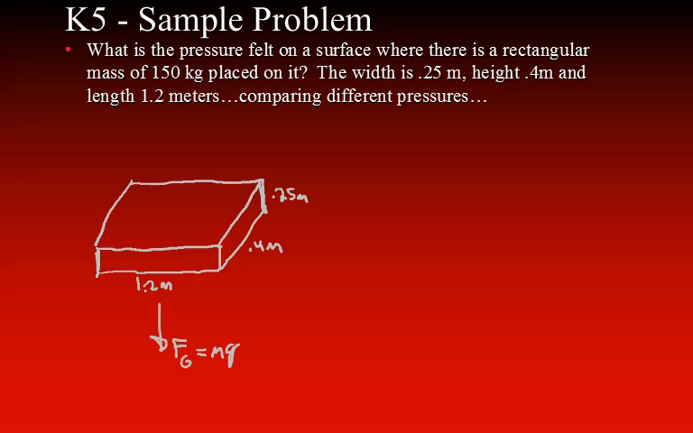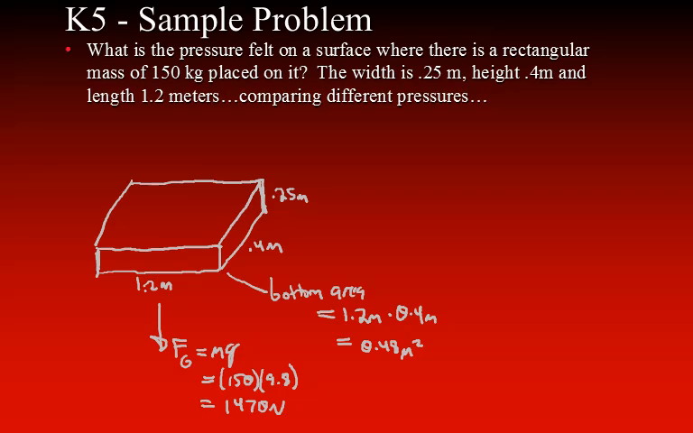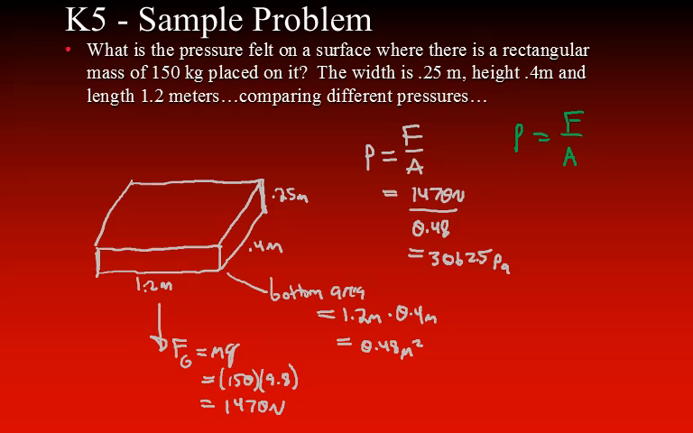All right, so we got the force of gravity, 1,470 newtons. And so the bottom area, if we had it laid flat like this, 1.2 meters by 0.4, that's the area. So the pressure of that would be 3,062.5. And we could compare that to, if we had it on its side of 0.4 by 0.25, right? The 0.4 by 0.25 side, this side right here. I'll shade it in here, this side, if it was resting on this side. Our pressure would be 14,700.